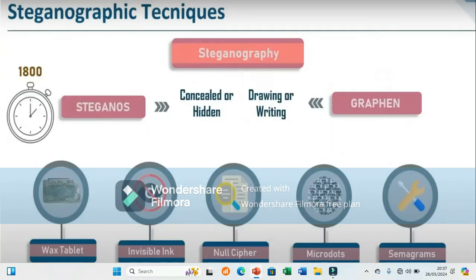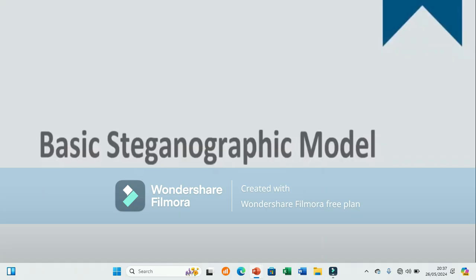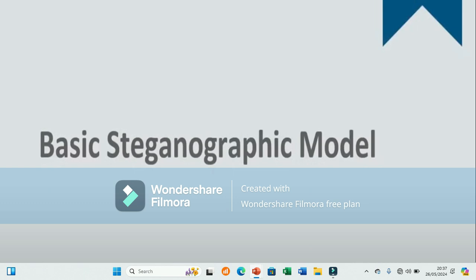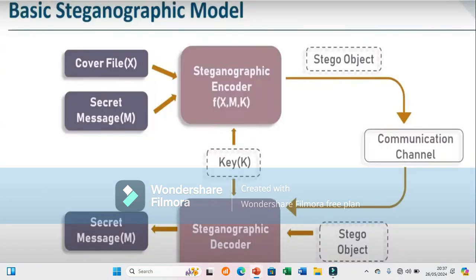Now, steganography techniques. I was explaining this earlier on. The basic steganographic model has cover files. It covers a file, a secret message, and then there is the steganographic decode. The first process is the steganographic encode. Once it encodes, a stego object is created; the cover file is hidden in a set of objects.